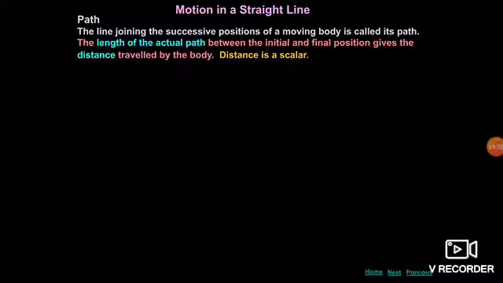Motion in a straight line. Path: the line joining the successive positions of a moving body is called its path. The length of the actual path between the initial and final position gives us the distance traveled by the body. Distance is a scalar. We have already done this previously.